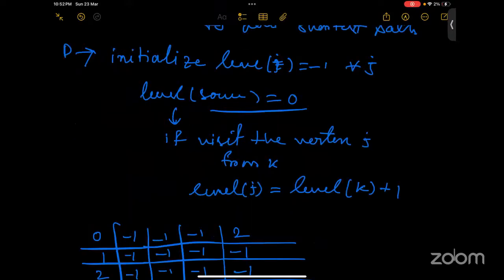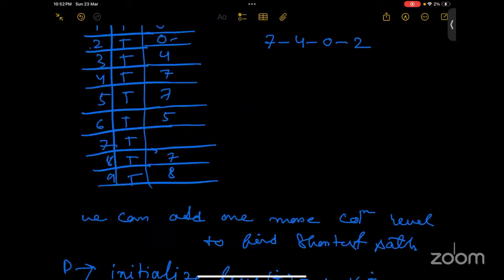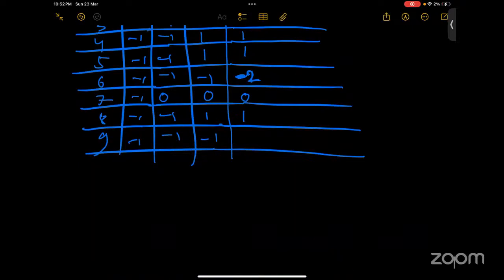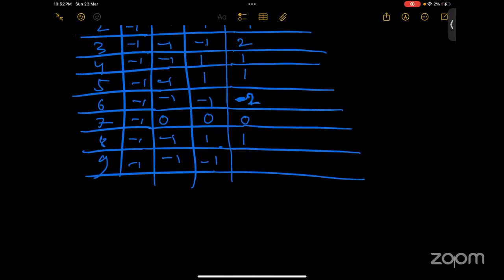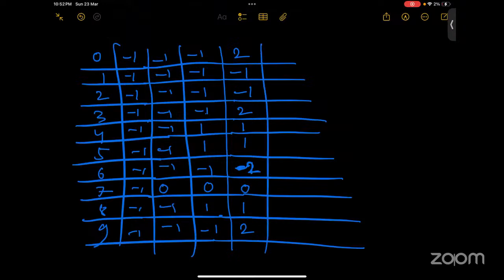And the parent of 9 is 8, right? That means the parent of 9 is 8, yes. That means 9 is visited from 8. So it will be 2 again. Right? Right. And what is the update in the next step?